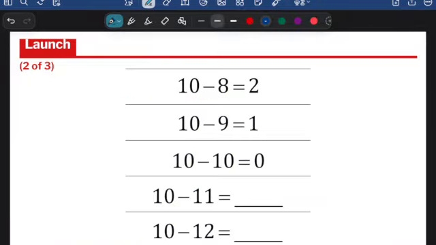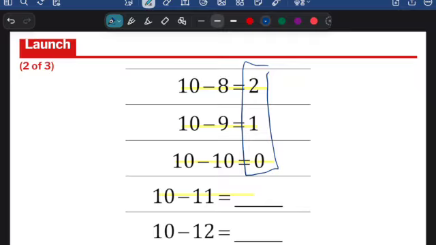So if we look at these integer problems, let's see if we can find a pattern. We're all starting with positive 10. And here's our first one where we had 10 minus 8, and we end up at positive 2. What if we move to the left 9 places? Well, then we'd end up at 1. If we moved to the left 10, we would be back at 0. If we moved to the left 11, where would we be? Can you see a pattern here in this row?